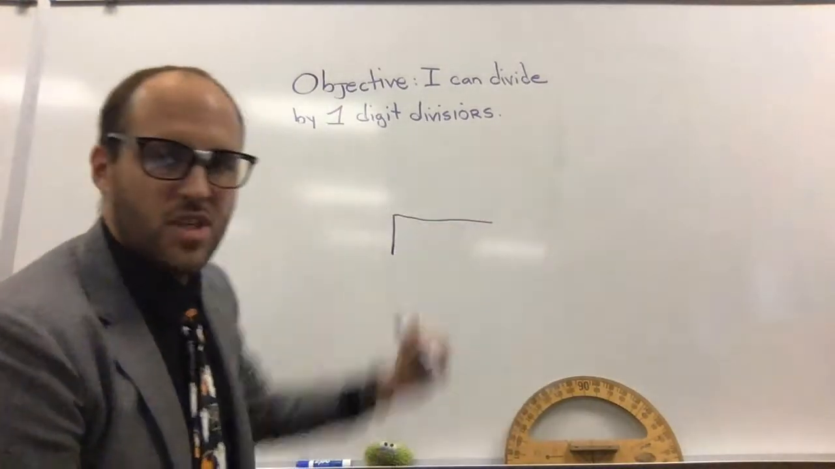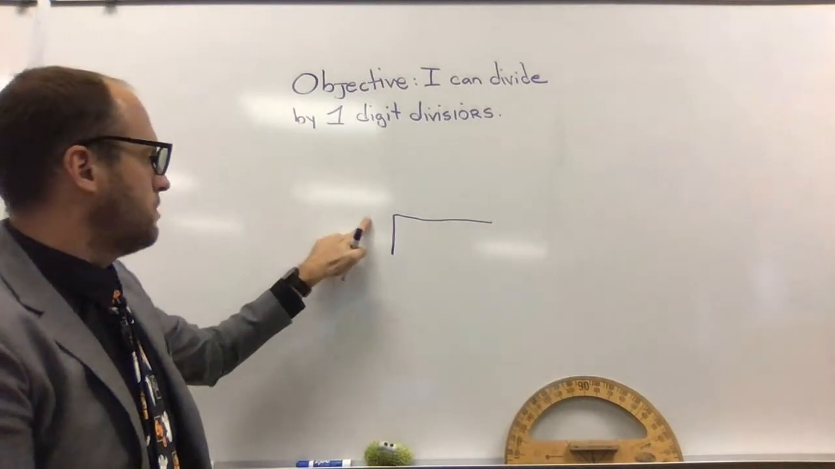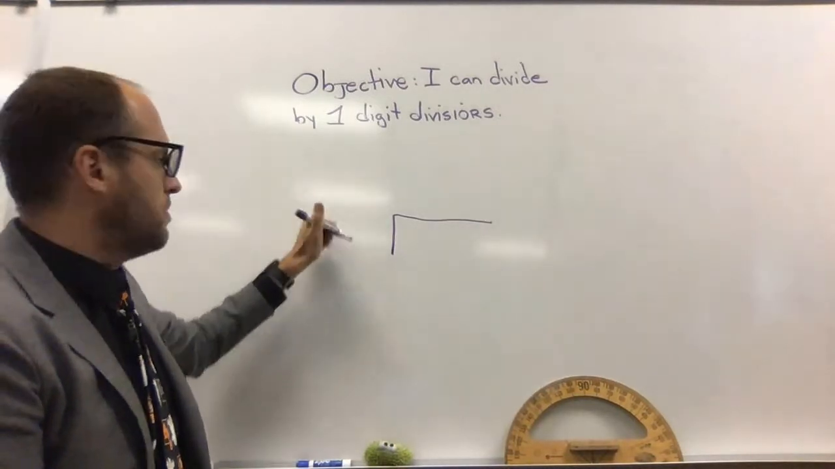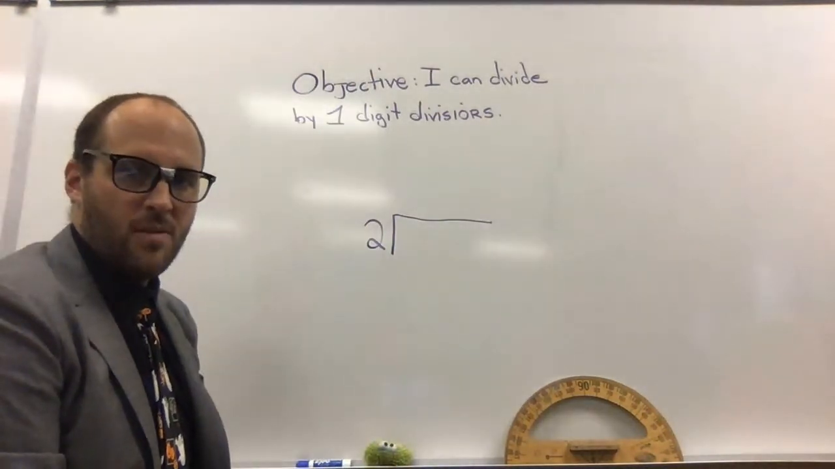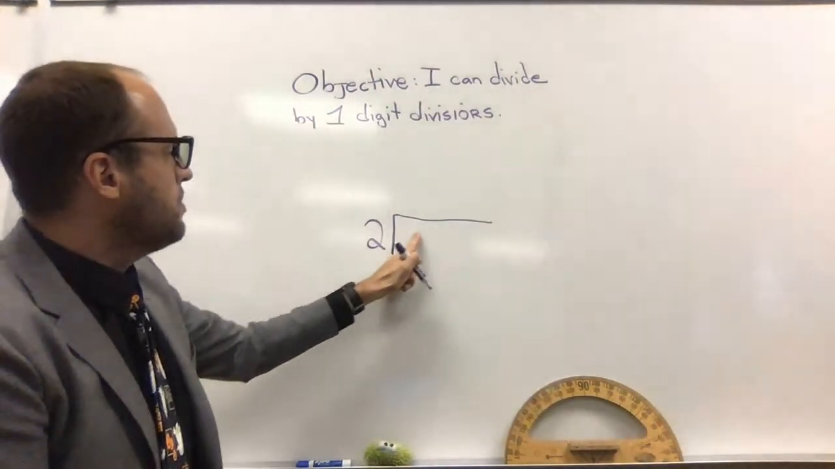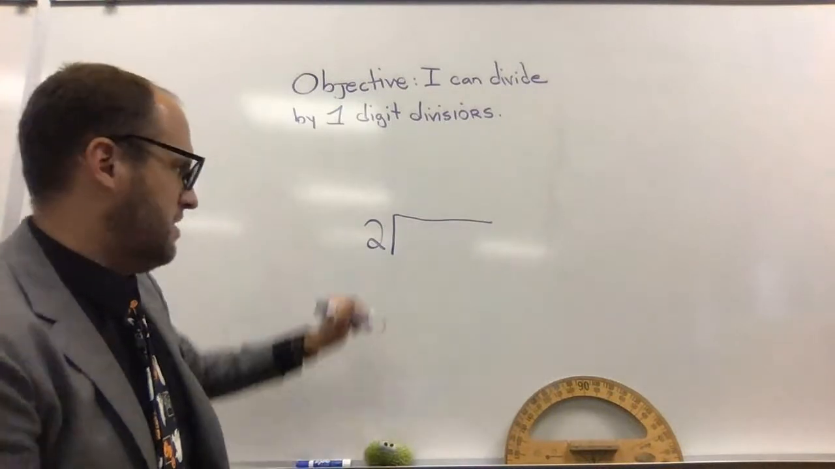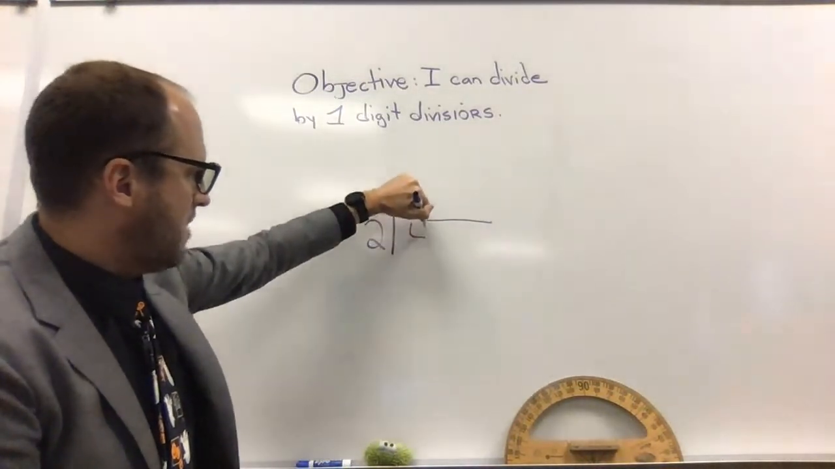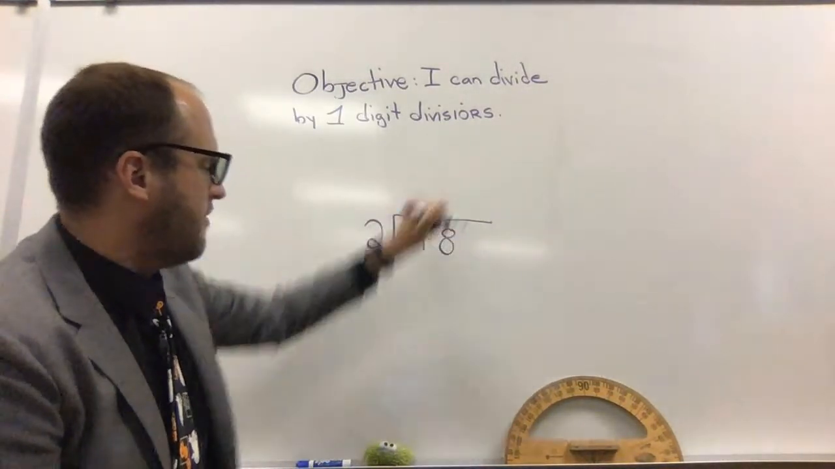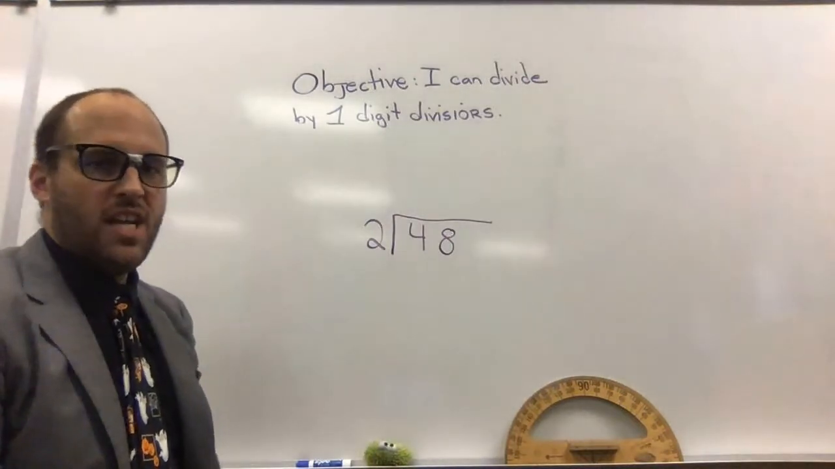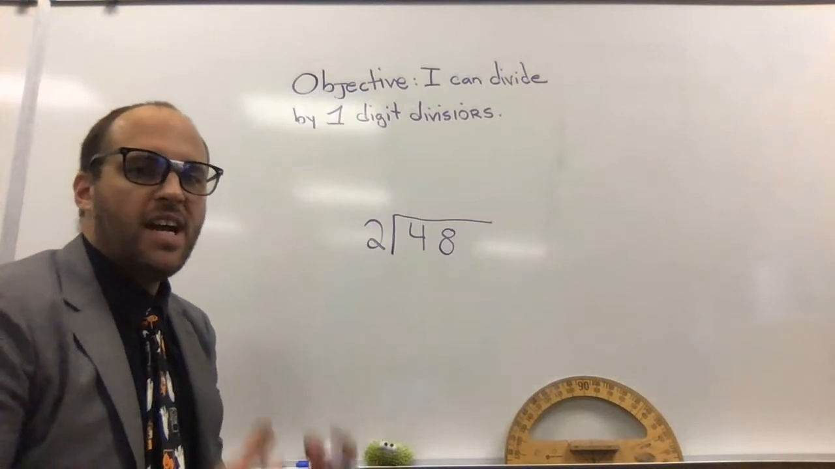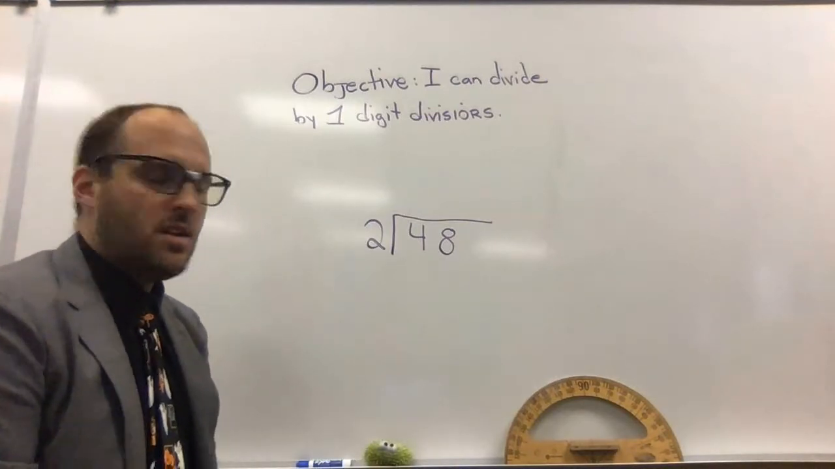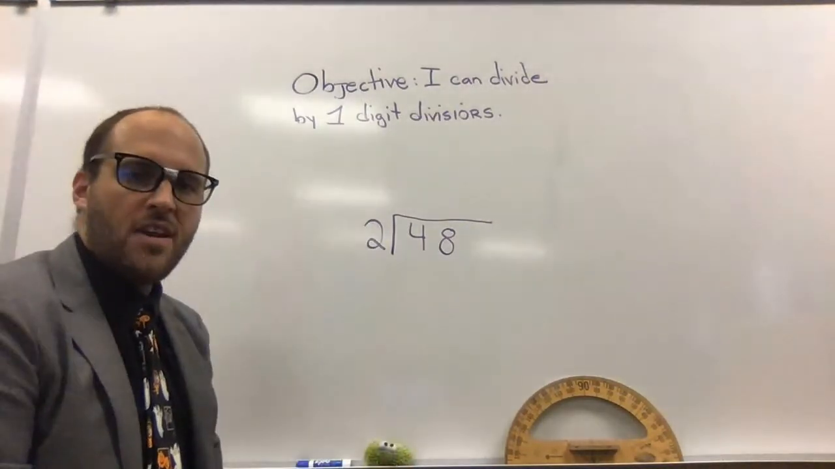So we'll draw our nice division bar. The divisor is the number that is outside of this division bar. So right now, the 2 is our divisor. We call the number under the division bar the dividend. So let's say we have 48 for our dividend. And in division, the answer to our question is known as the quotient. So we're actually trying to solve one-digit division problems to find a quotient.